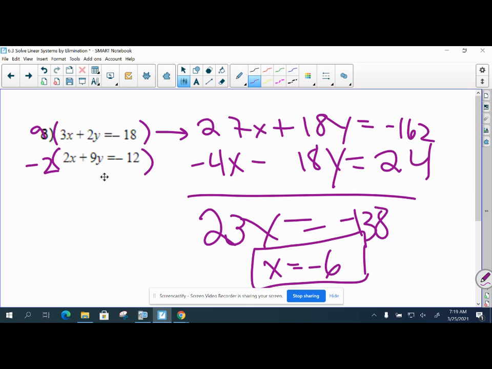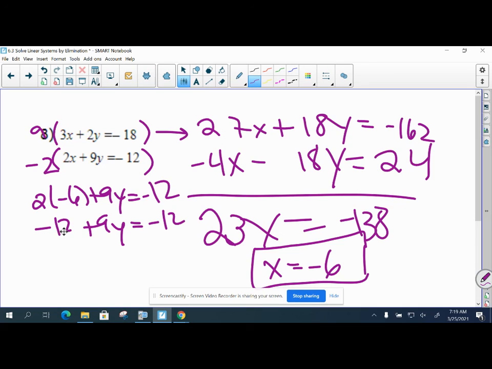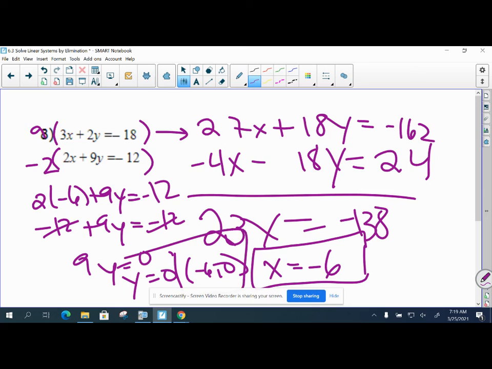And then plug it back in. So if we did 2 times negative 6 plus 9y equals negative 12 and solve for y, actually here I think the negative 12s would cancel, so you get 9y equals 0, so y is 0. So negative 6, 0 would be our solution for this question.